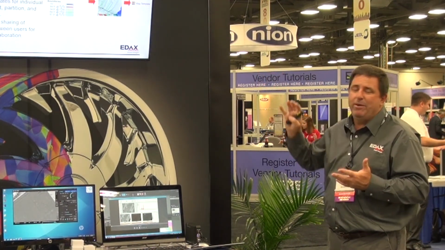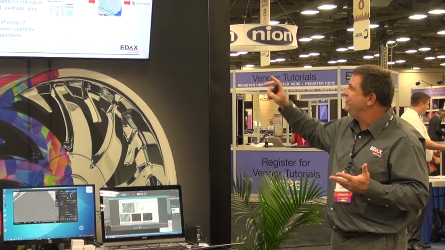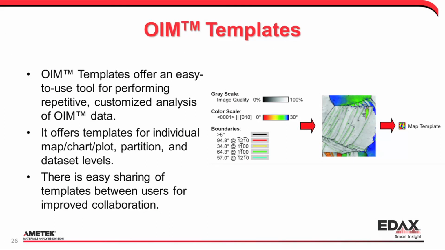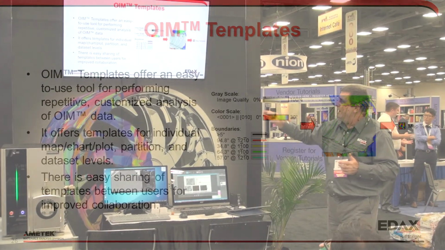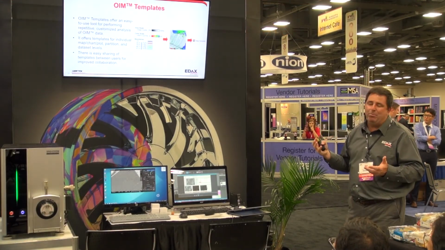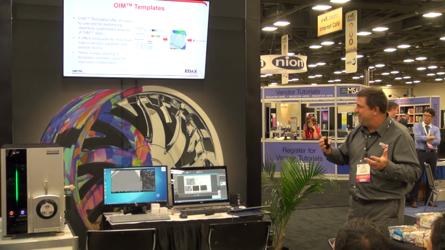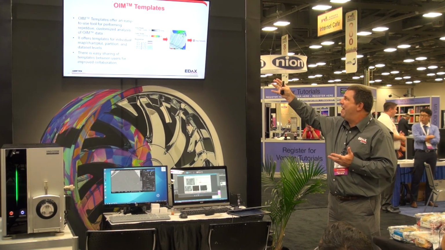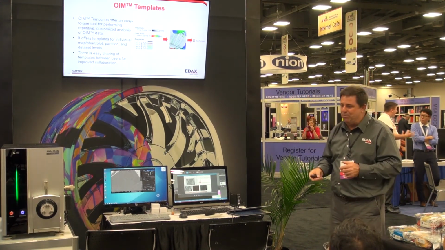The reason I emphasize that is that when we start getting to the point of customization, in the software we have what we call templates. So if you've set up something, so here we've said image quality and color scale and these boundaries, once you've decided what you want to show, you can save this and then repeat it easily for either one map or a set of maps or a whole analysis. That really makes it easy to share and collaborate with users at a facility, different universities or whatever. You can define an analysis and replicate it at the push of a button.